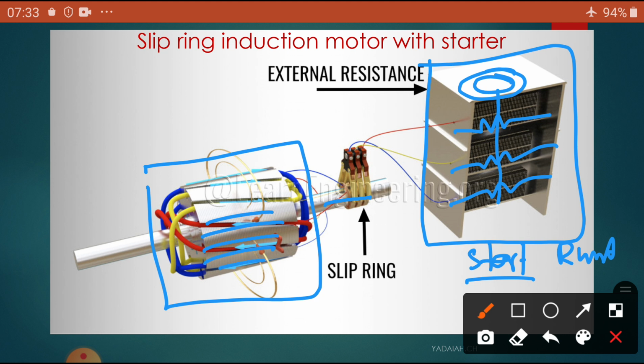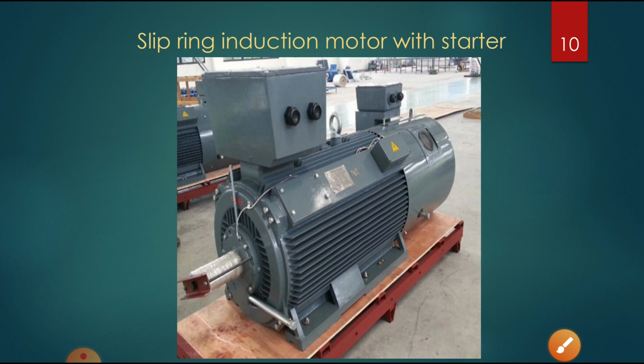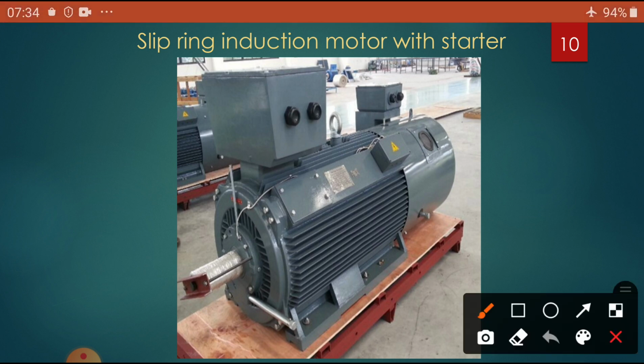Okay, so this is the arrangement. If you want to see the total arrangement, this starter and this one in a standard manufacturing machine, you can see how it will look. So this is one standard slip ring induction motor. Here the starter is also provided. This is the stator and here the slip rings are provided. So everything is in common in this one.